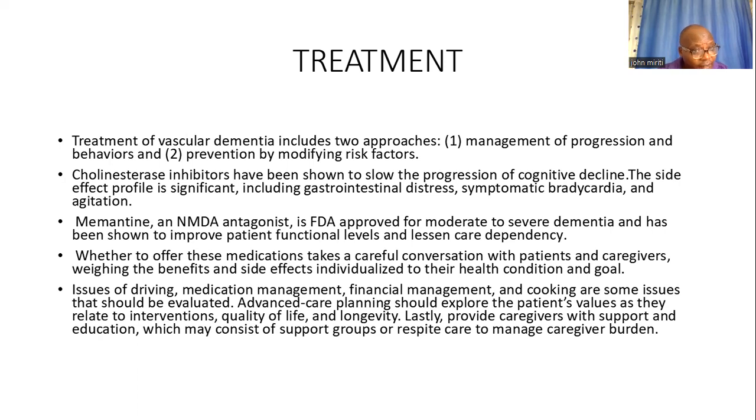So issues of driving, medication management, financial management, and cooking are some of the issues that come out when you are evaluating these things, because people have to know their social life is part of them. Advanced care planning should explore patient values regarding interventions, quality of life, and longevity. Lastly, provide caregiver support and education, which may consist of support groups or respite care to manage caregiver burden.